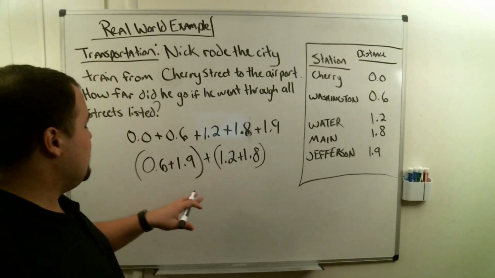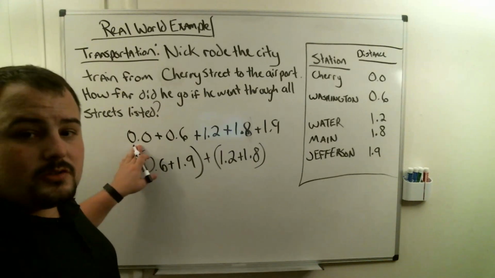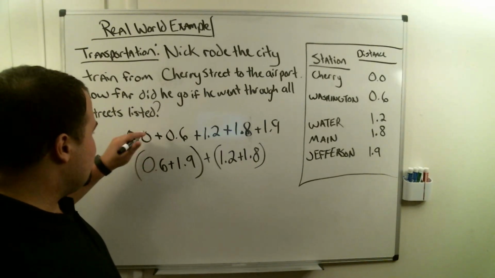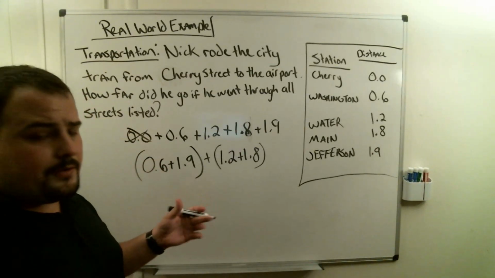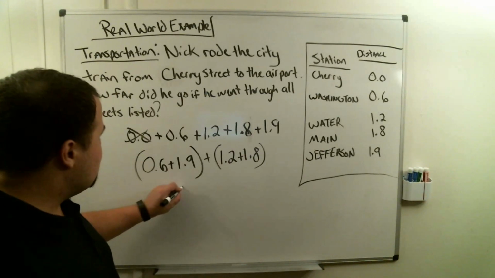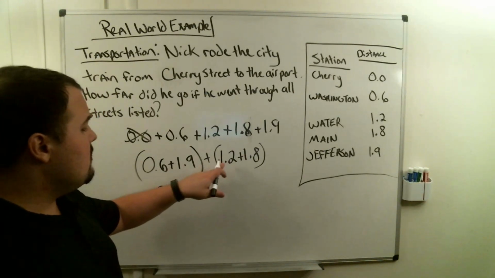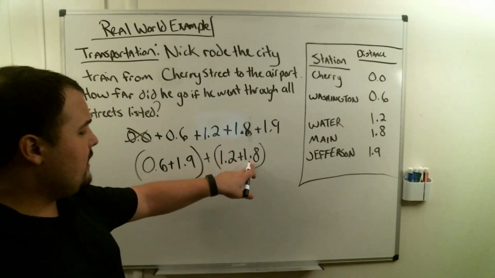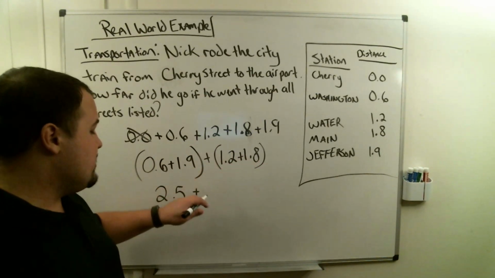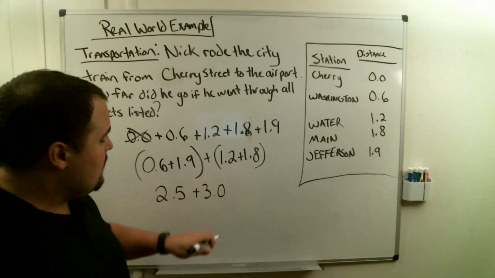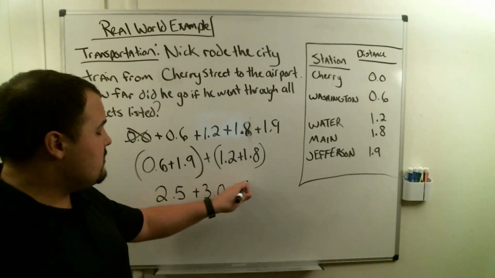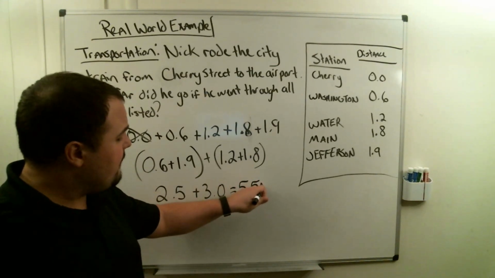And we know we're adding everything together, so let's see. Well, I'm not going to use 0.0 because 0 plus anything is still that number. So I'm going to act like it's not there and just solve this part. 0.6 plus 1.9, that's 2.5, plus 1.2 plus 1.8, well, that's 2, plus an additional 1, that's 3.0. So really, this is 2.5 miles plus 3 miles, which is a total of 5.5 miles.